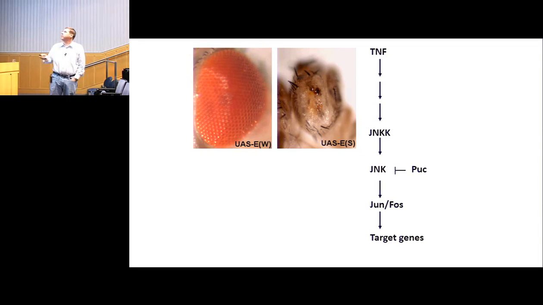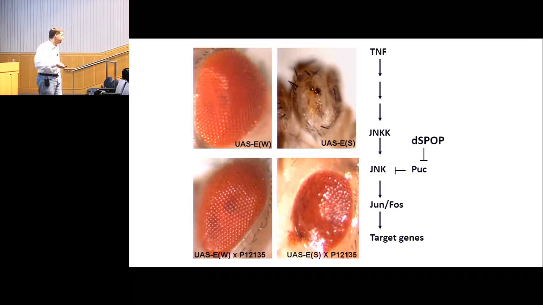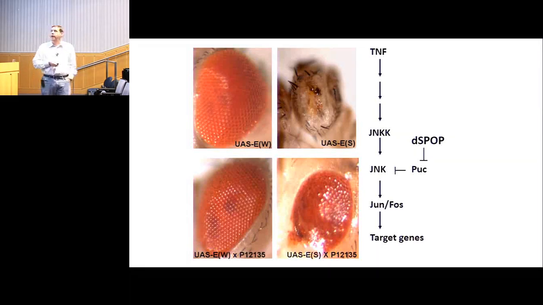If the effect is to activate puckered, then it would have a negative effect on Jun kinase, and you would lose some of the eye here. If it's inhibiting puckered, then the eye should come back. The eye comes back, and this makes sense in the context of puckered being a potential target of SPOP as part of the E3 ligase complex.